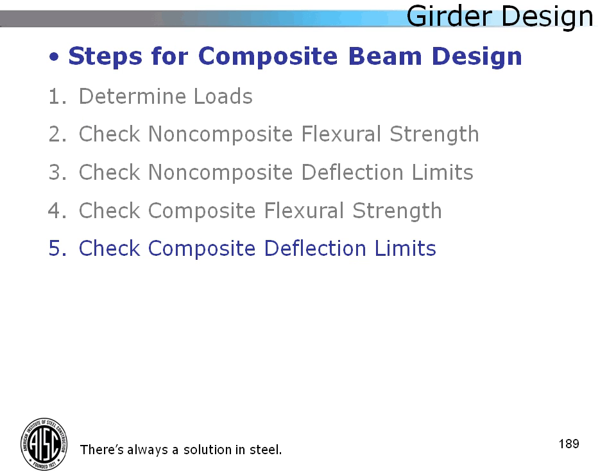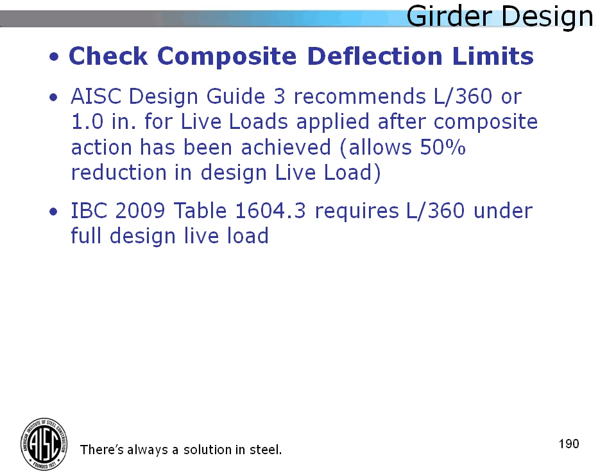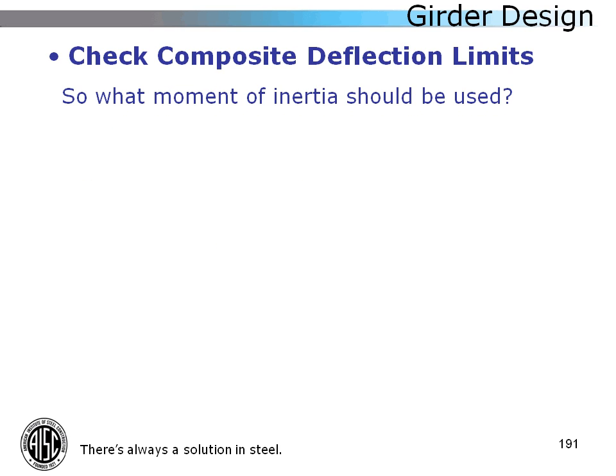So that takes us to the last step, which is to check our composite deflection limits. The limits in AISC Design Guide 3, you use either L/360 or 1 inch for live loads. It does allow a 50% reduction in design live load. However, IBC 2009 requires you to use L/360 with the full 100% design live load. So be careful there. So the main question here is what moment of inertia should be used?